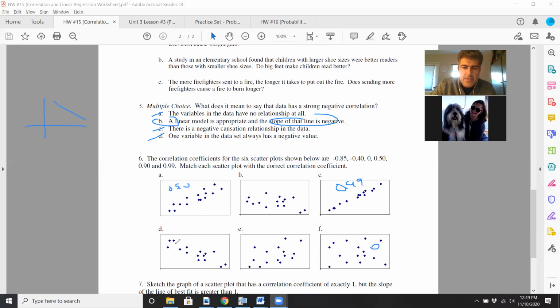I'd probably say this is negative 0.5. It looks kind of tight there. I'd say this one is about 0.50. It's kind of increasing a little bit. And I probably would say this is going negative a little bit, negative 0.4. So that's how I would assign all those for number six.